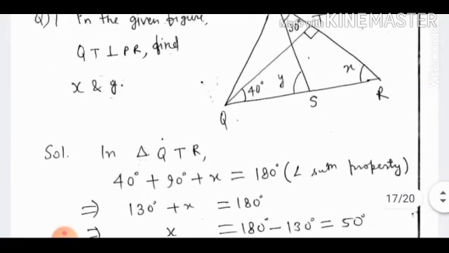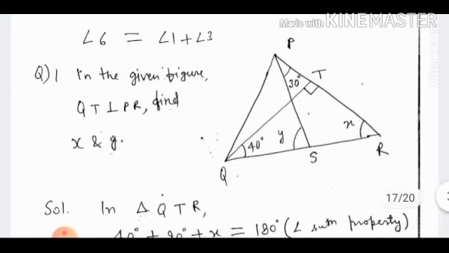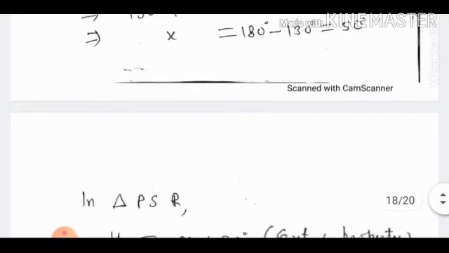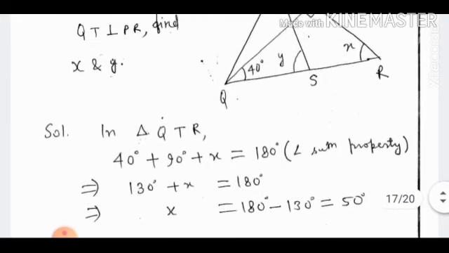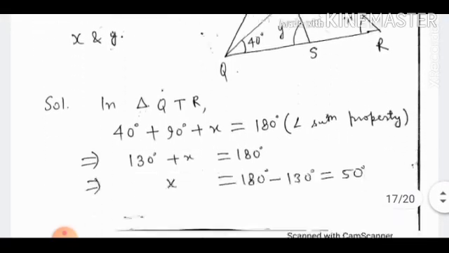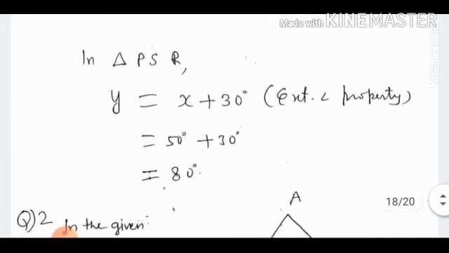Now in triangle PSR, we have X. We can apply the exterior angle property of a triangle to get Y. Y is equal to X plus 30 degree. We have X as 50 degree, so Y is equal to 80 degree.